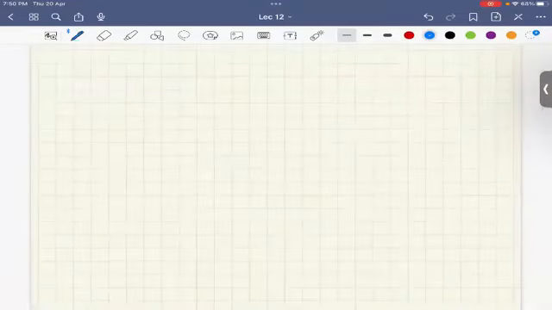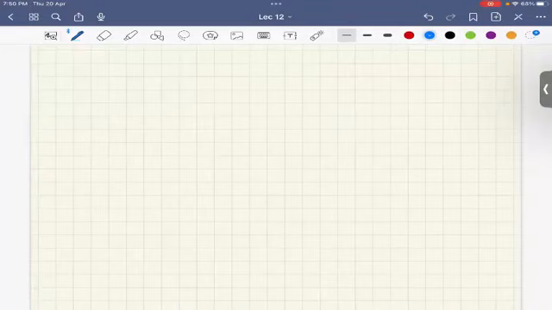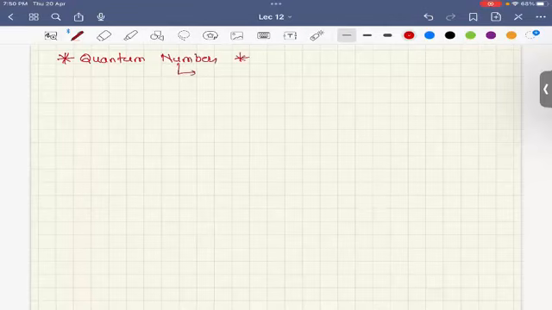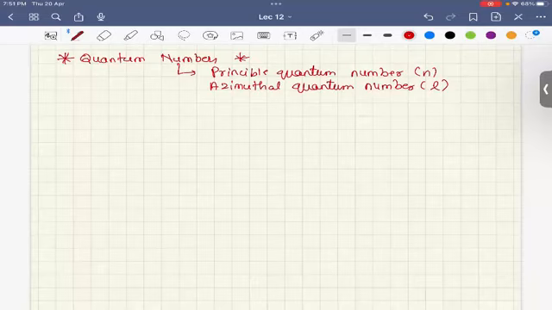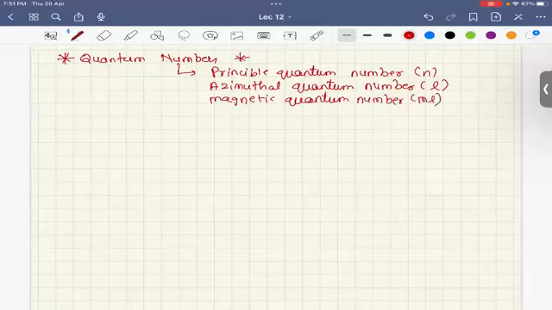So in the next class, I'll give you a brief introduction to quantum numbers. The next topic is going to be quantum numbers, right? There are 3 quantum numbers. These are the principal quantum number, called n, right? Then the azimuthal quantum number, which is called L, and the last one is the magnetic quantum number, called ML.